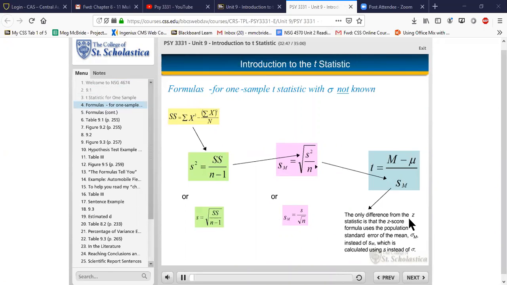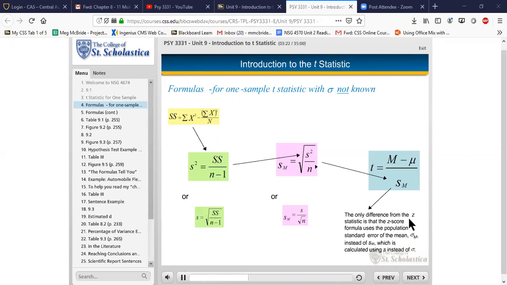These are the formulas involved in calculating the t-statistic. First, look at the blue box on the far right side of the slide. This is the formula for the t-statistic. Notice that it is very similar to the z formula from the preceding chapter. The main difference is that in the denominator we have little s sub m for the standard error of the mean instead of sigma sub m. The reason for that is that we have to calculate the standard deviation from the sample data when we don't know the population standard deviation.